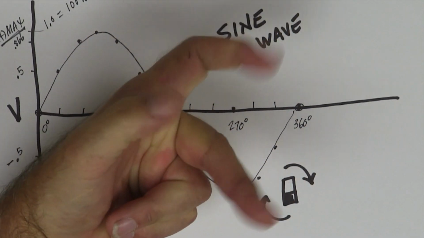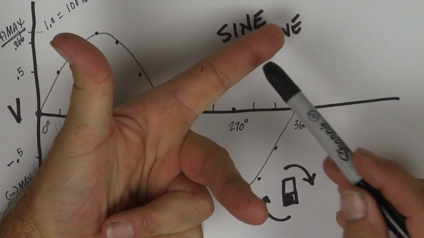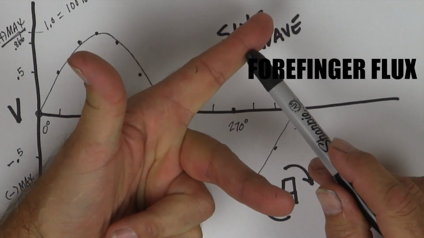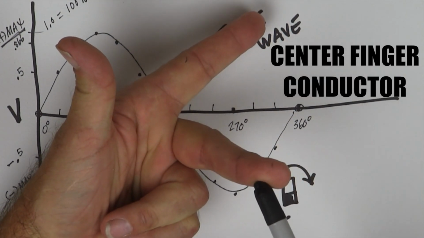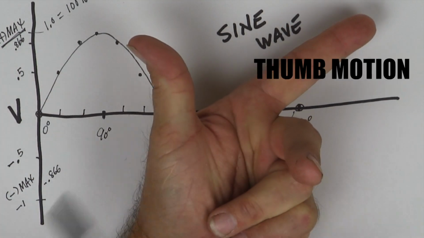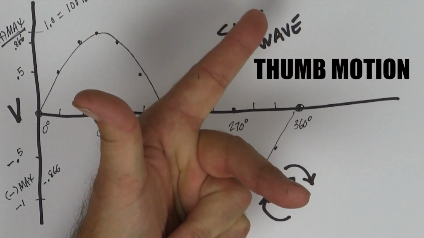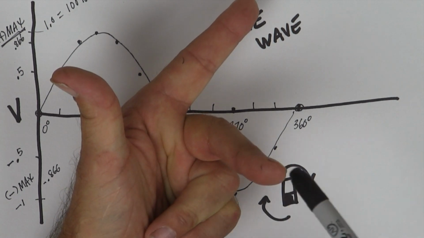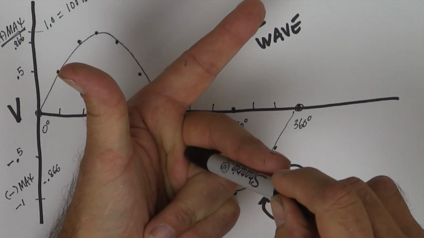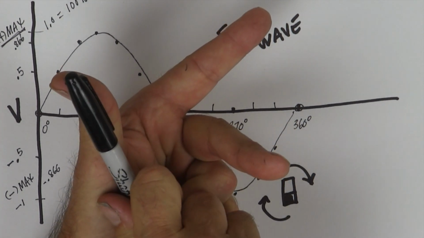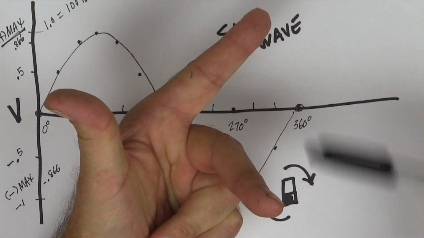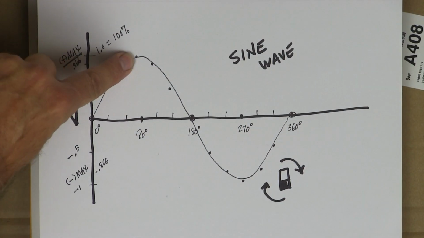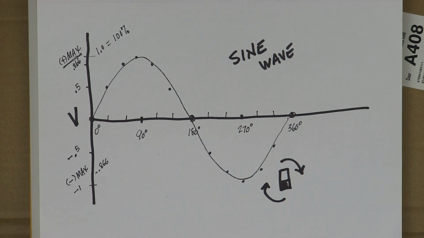Look in the book. Four finger flux. Center finger conductor, thumb is motion. That's the relationship. If I take this piece of wire and move it in this direction through a magnetic field that looks like that, we get voltage.